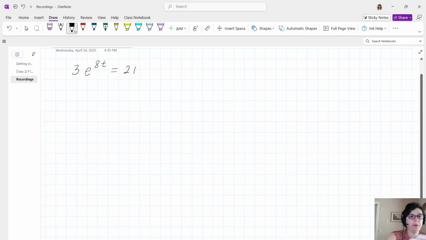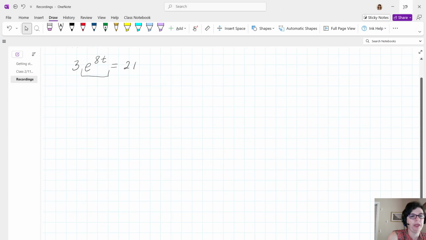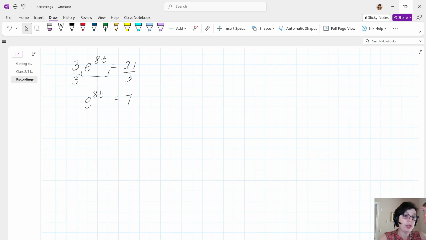So we want it by itself, that whole term. So this term should be by itself. And to do that, we're going to divide both sides by 3. So that's our first step, isolating the exponent. Now, 21 divided by 3 is 7. So now the exponent is on one side and the number is on the other side.